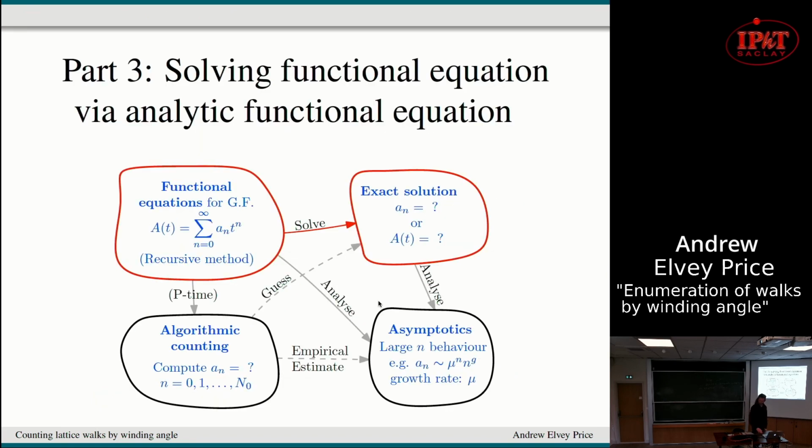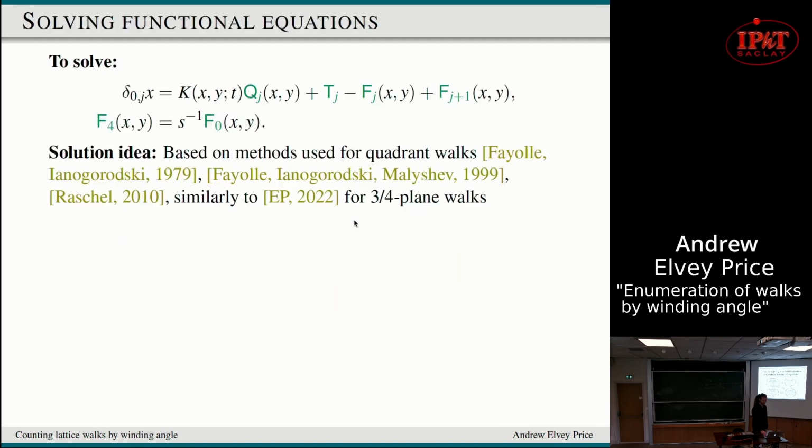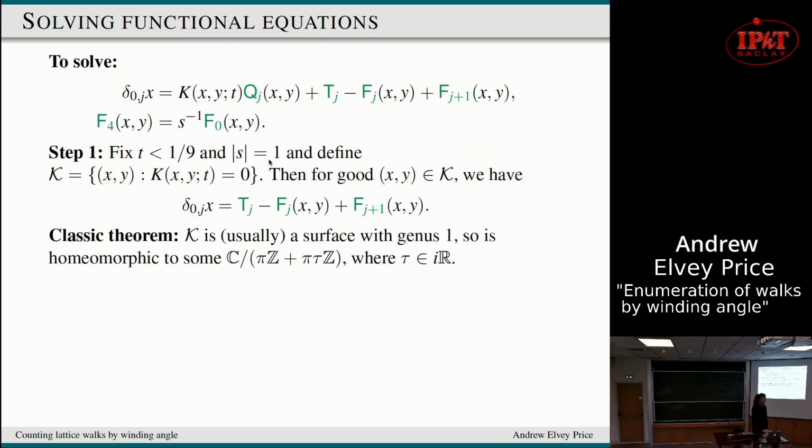Okay, so I'll go quickly. For the next part, I'll describe how we solve these functional equations briefly. The idea comes from work that people did on counting walks in the quarter plane. So the idea is we fix t to be small enough that these series actually converge, so we can really think of them as functions. At least they converge for certain values of x and y.